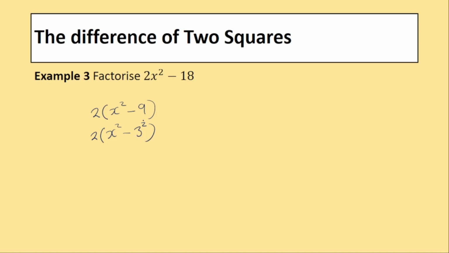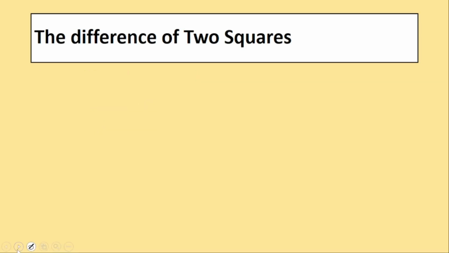So we can rewrite what's in the brackets as a difference of two squares. 3 squared will give us a 9. Then we factorize what's in the brackets. We'll have x plus 3, x minus 3. That's the last example. No, we have another example. All right, the last example.